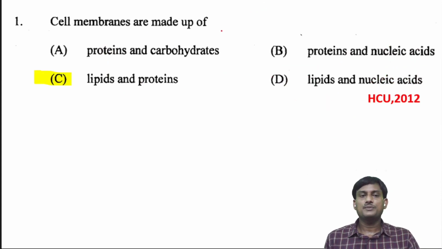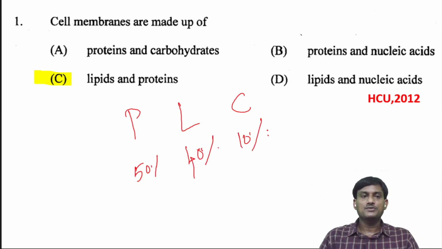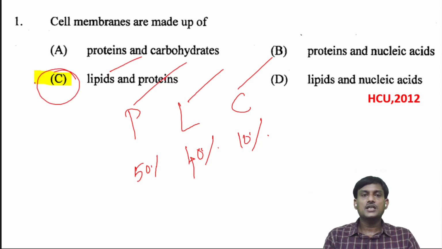Cell membranes are made up of. In cell membranes, we have proteins, lipids, and also carbohydrates. The protein percentage is 50%, the lipid percentage is 40%, and the carbohydrate percentage is 10%. If you take any membrane, it consists of nearly 50% proteins, 40% lipids, and 10% carbohydrates. So majorly we have lipids and proteins. If carbohydrates are mentioned in an option with lipids and proteins, that option will be correct.